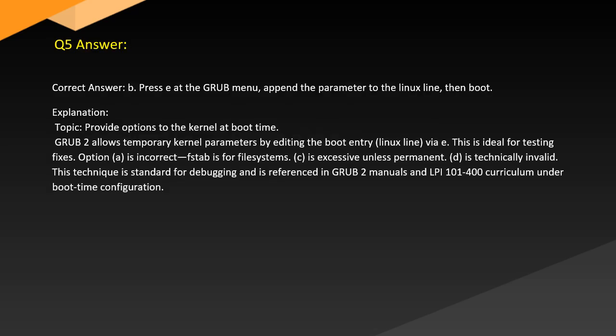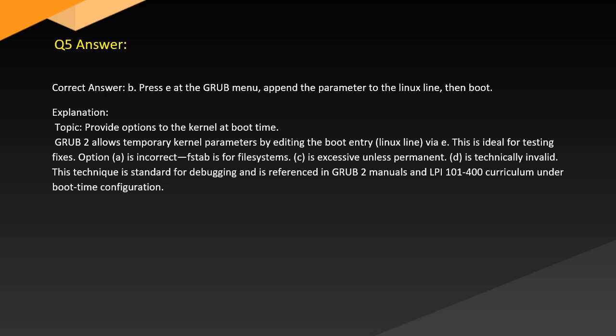Answer. Correct answer: B. Press E at the GRUB menu, append the parameter to the Linux line, then boot. Explanation. Topic: provide options to the kernel at boot time. GRUB2 allows temporary kernel parameters by editing the boot entry Linux line via E. This is ideal for testing fixes.